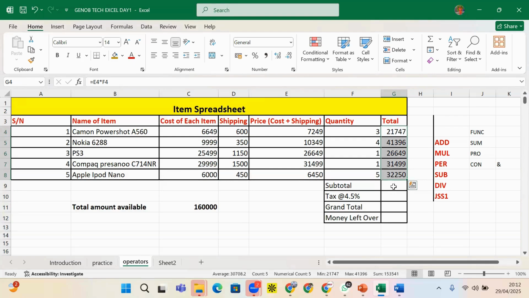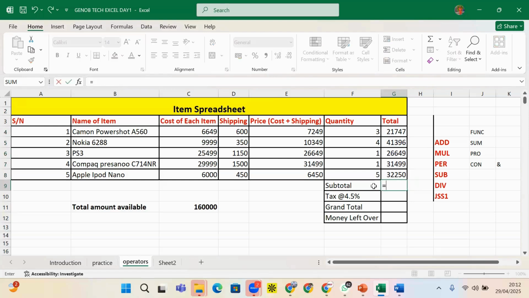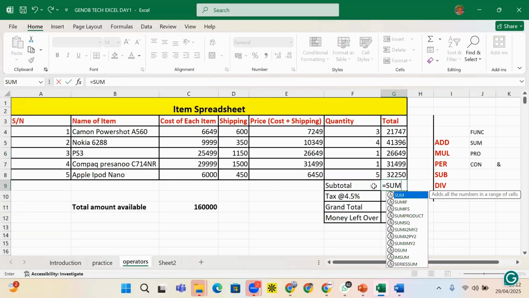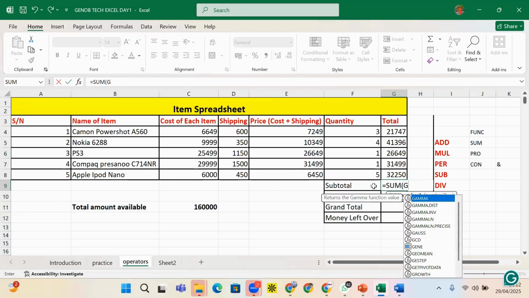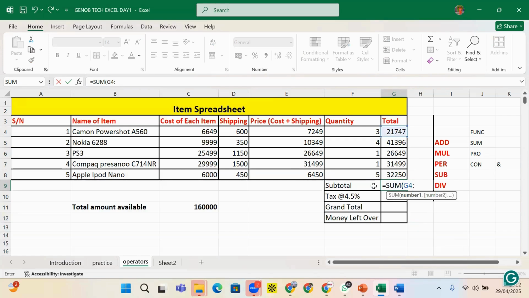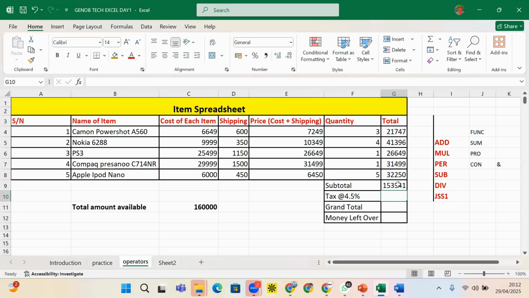So I want to perform a calculation using a range like this. So I say equal to sum, right? I open bracket G4 colon G8. That is the range. You see the range has been highlighted already, right? And I enter. It performs the addition function for me, which is summation.